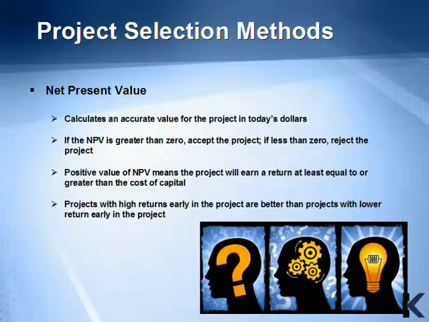Net present value is the next project selection method for review. It calculates an accurate value for the project in today's dollars. If the net present value is greater than zero, accept the project. If it's less than zero, the project should be rejected.